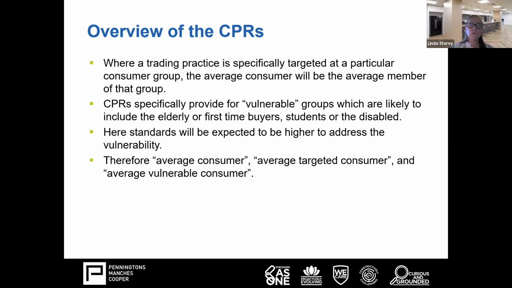And most associations are really geared up to dealing with this anyway. You have lots of information to support purchasers in understanding what they're buying and so on. But it's really important to know that that's a higher standard to address that vulnerability, and it's really important to match. So as we've seen, the CPRs is average consumer, average targeted consumer, and average vulnerable consumer. And so when you're targeting, obviously, a scheme for first-time buyers, it's the average first-time buyer that you're targeting and that you need to address.